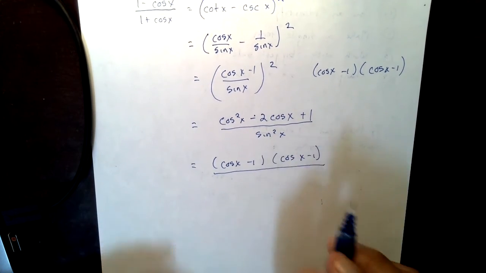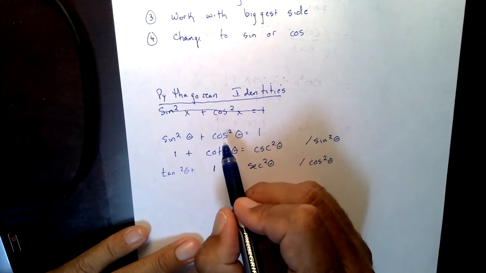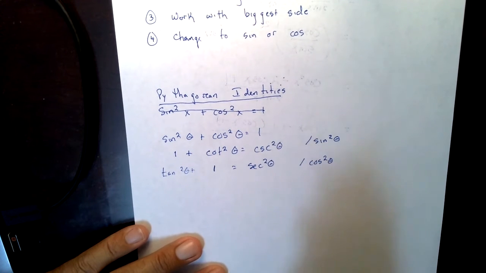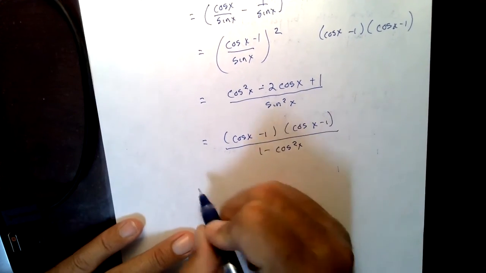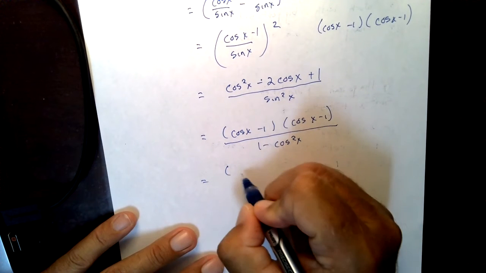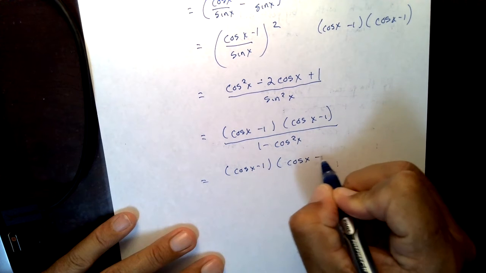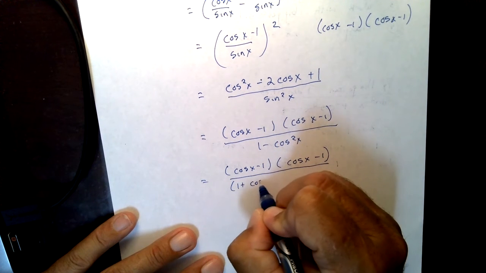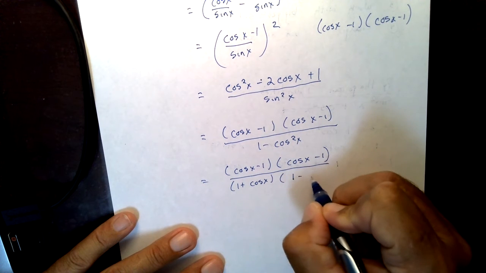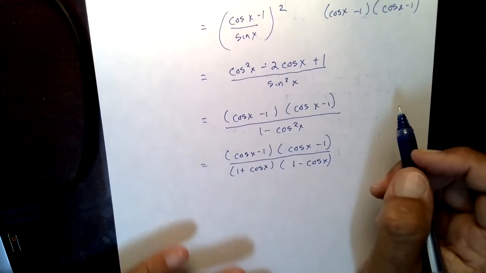So I'm going to now change sine squared. And if I go back to my Pythagorean identities, sine squared is the same as 1 minus the cosine squared. I'm going to come back over here and make this 1 minus the cosine squared. Why? Because I can factor that. In my numerator, I have cosine x minus 1, cosine x minus 1, and now I have 1 plus cosine x, 1 minus cosine x.